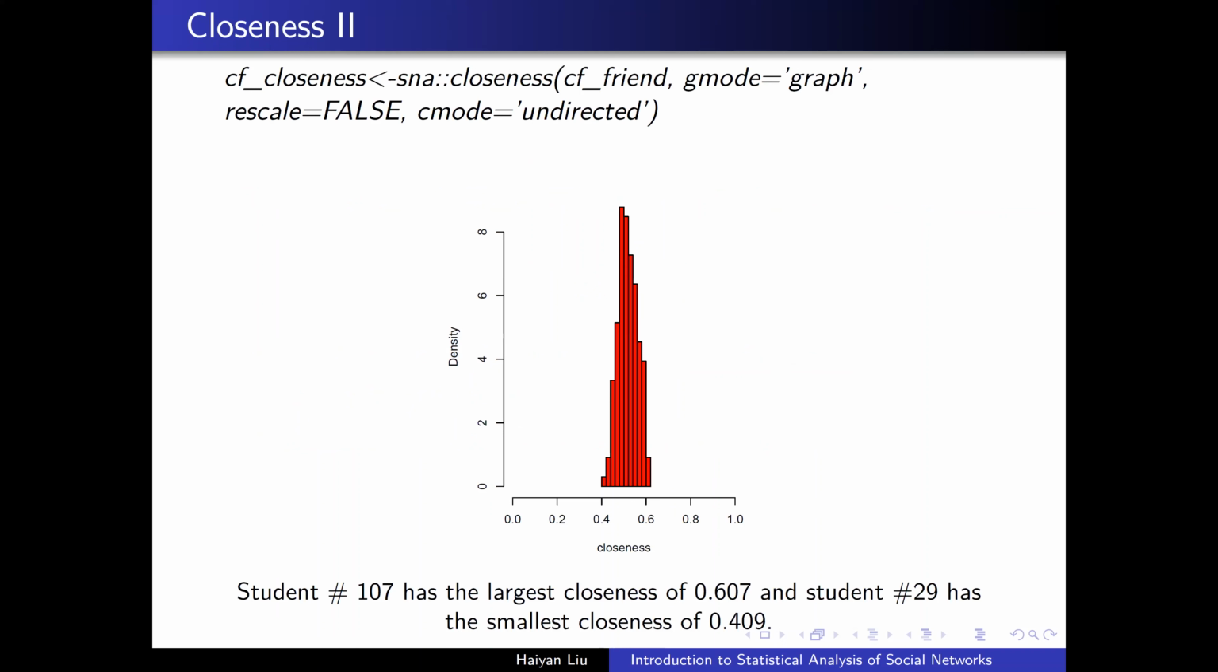Again, we can get the closeness indexes using the closeness function in the package SMA. This is the histogram of the closeness of all students in the college friendship network. Student number 107 has the largest closeness. It means that this student is more central in terms of the shortest path to others in the network. Student 29 has the smallest closeness, so student number 29 is less close to other students in the network.